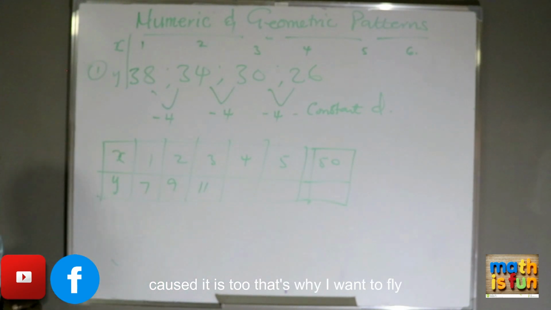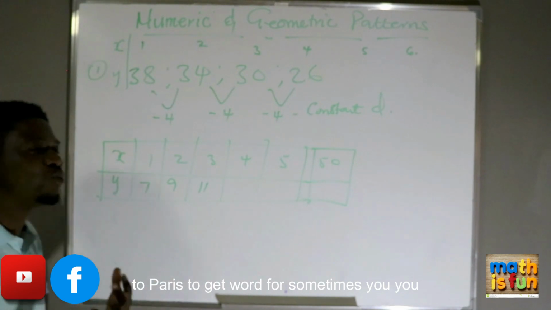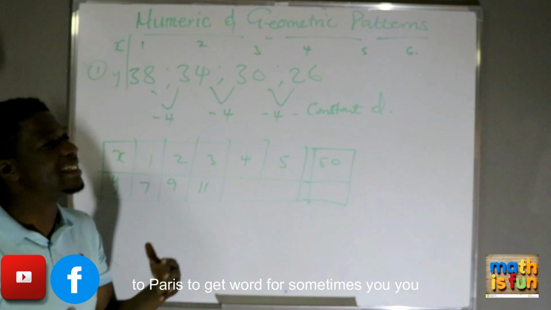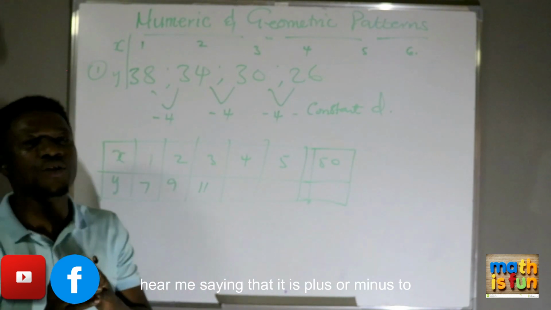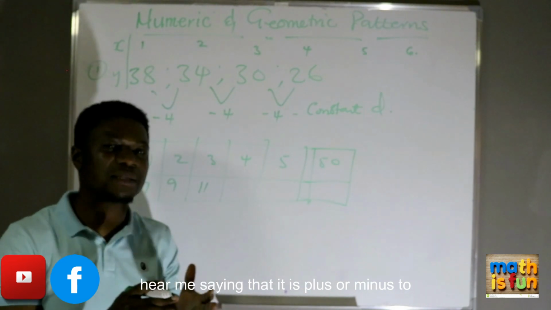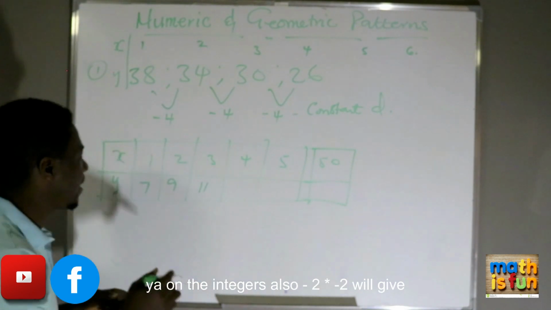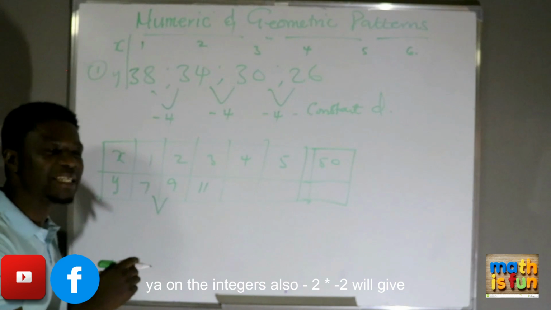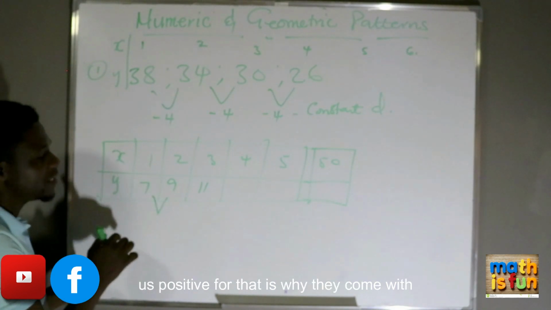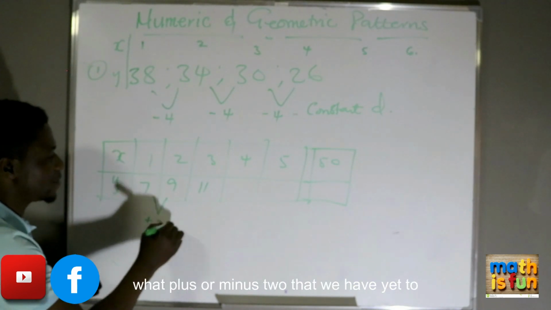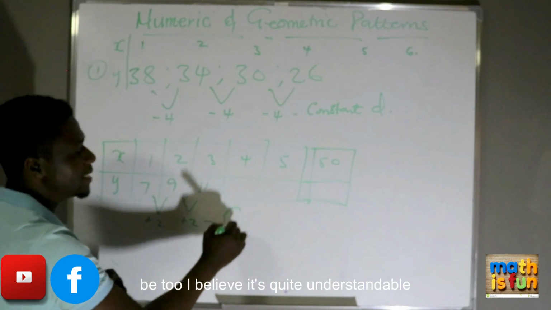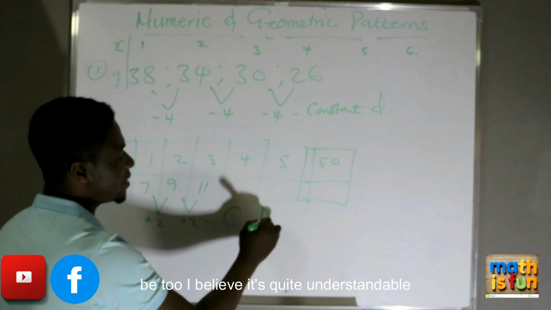Okay, before I get to the rule, what do I have to know? First, look at the sequence given to you. Is it a numeric or geometric sequence? Then we use that. So that means that we have to look out for the difference. The difference between 7 and 9 is plus 2. The difference between 9 and 11 is plus 2. That means that this gives us a constant difference.